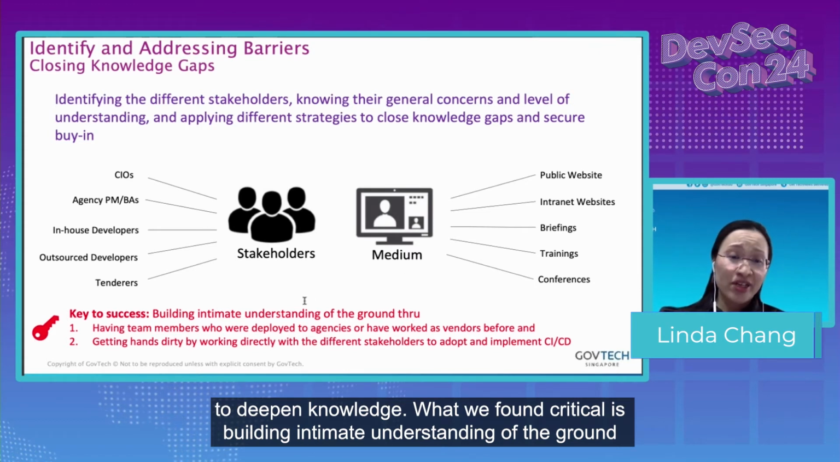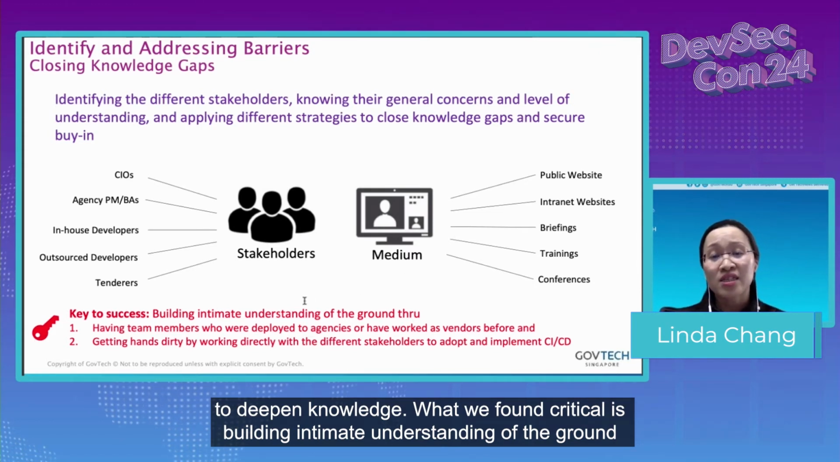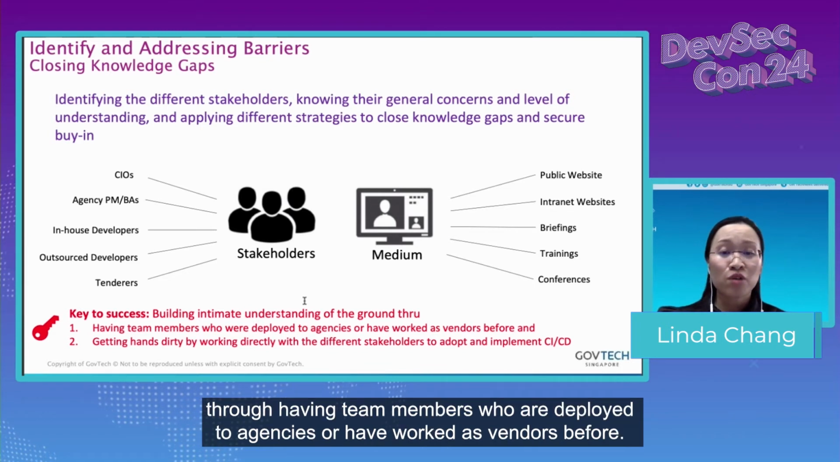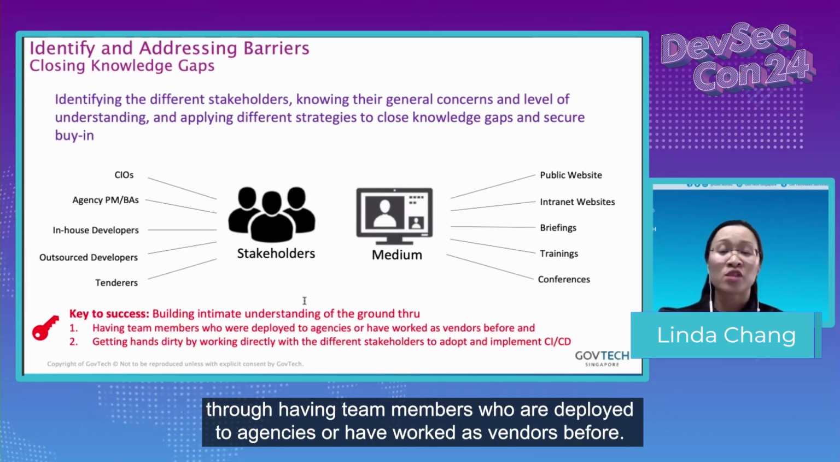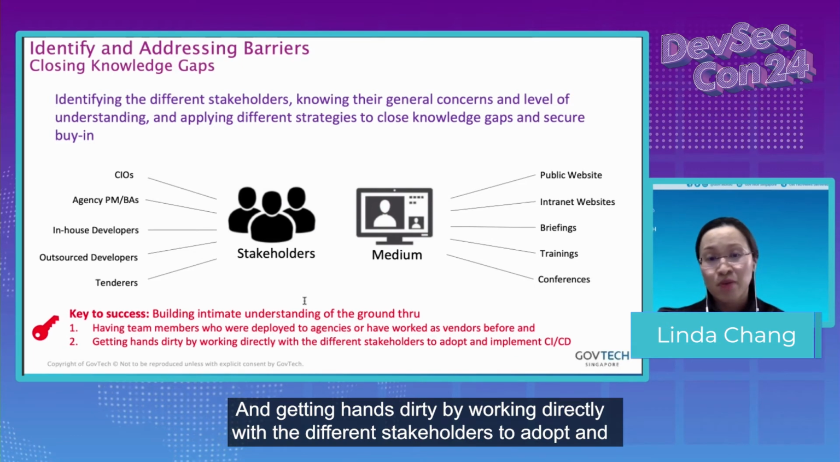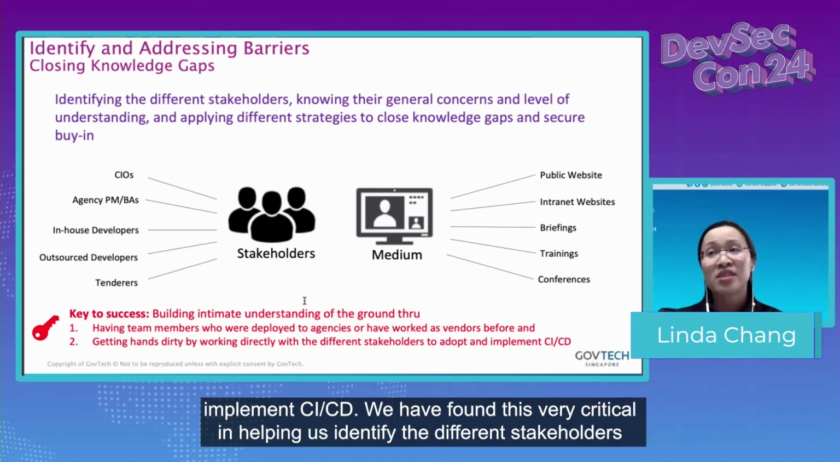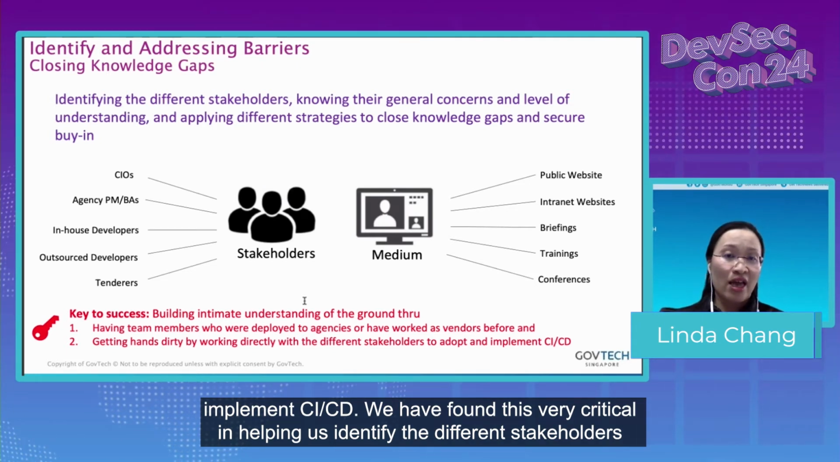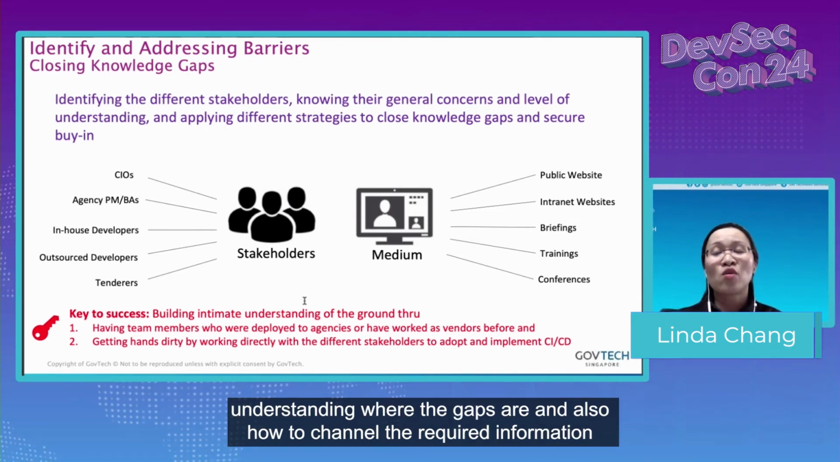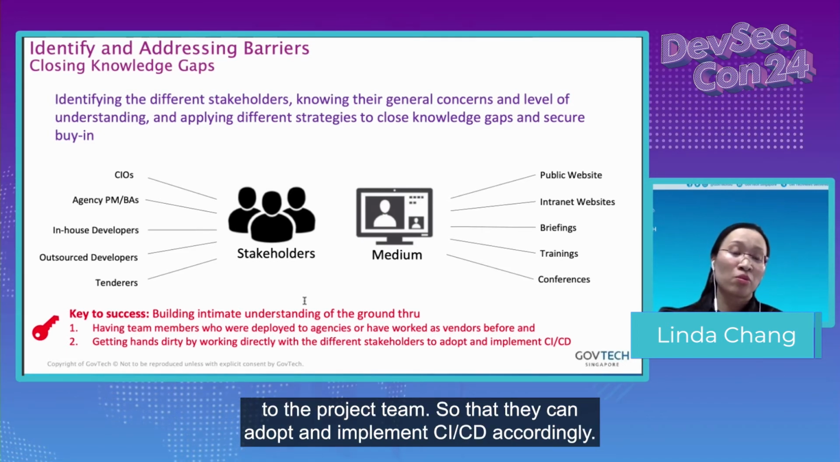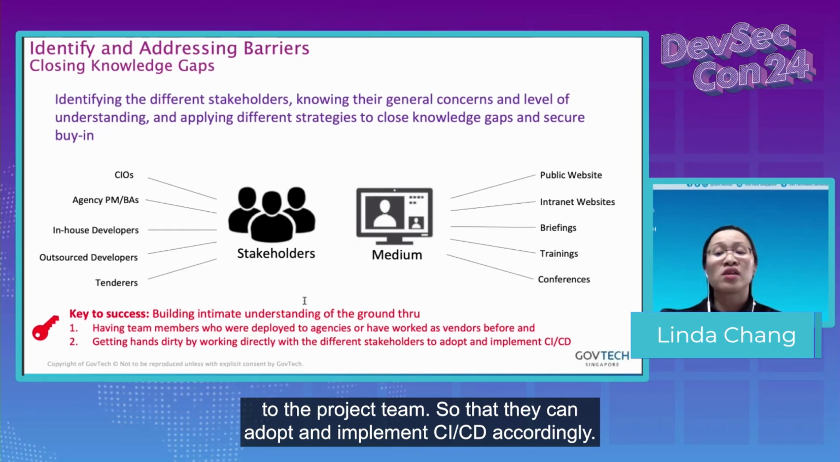What we found critical is building an intimate understanding of the ground, through having team members who are deployed to agencies or have worked as vendors before, and getting our hands dirty by working directly with the different stakeholders to adopt and implement CI/CD. We have found this very critical in helping us identify the different stakeholders, understand where the gaps are, and also how to channel the required information to the project team so that they can adopt and implement CI/CD accordingly.